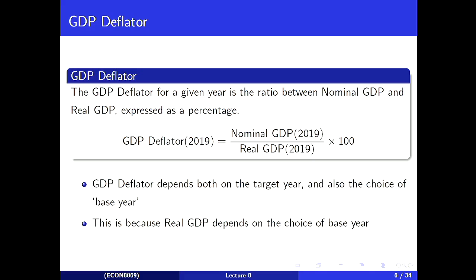The GDP deflator depends on the target year and the choice of base year because, as you say, the real GDP depends on the base year. Which means if your base year and your target year are the same, the GDP deflator is 100 by definition. Right?